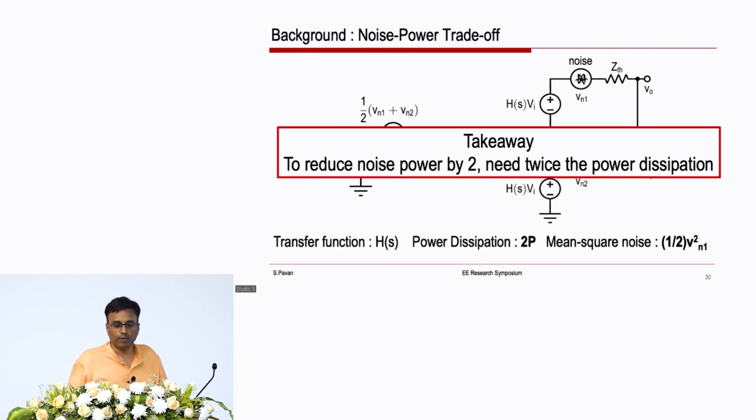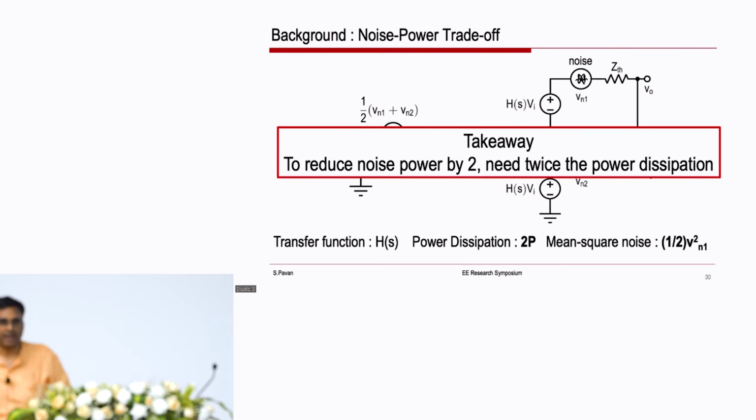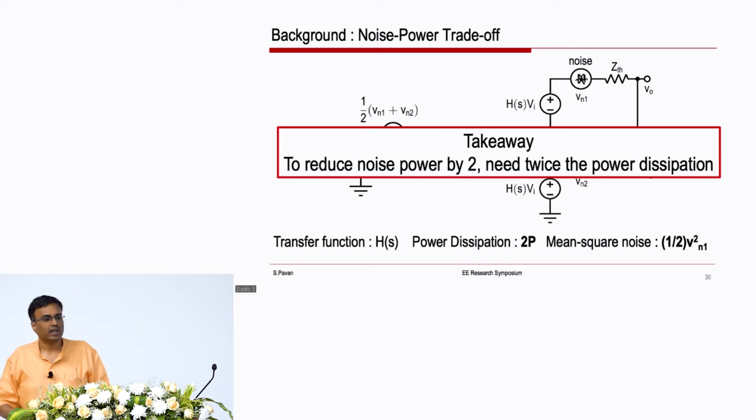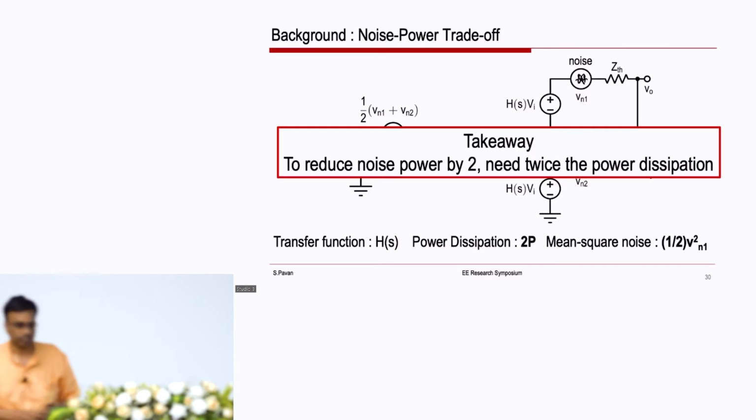So, the key takeaway is that if you want to reduce noise in a circuit by a factor of 2, you need to burn twice the power. And this is a fundamental thermodynamic limit. This has got nothing to do with the fact that you are a lousy designer, right? Okay. Now, taking this further, if you want to reduce noise by a factor of n, then you need to burn n times the power dissipation.